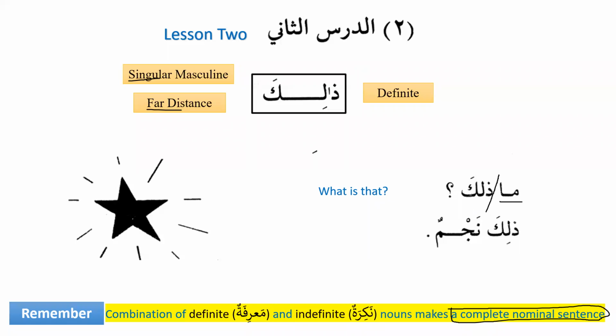However, the combination is still the same. What's the combination? A combination of definite noun and indefinite noun. So we have 2 nouns together, and that's why we have this, what is that? And that's why we get the meaning of "is" when we put 2 nouns together, definite and indefinite. Dhalika najmun, and what we have to do is put a line over here, and between that we have to squeeze in "is" or "am." So if we can squeeze "is" in here, that means our sentence is complete. So we say dhalika najmun, and that is a star.